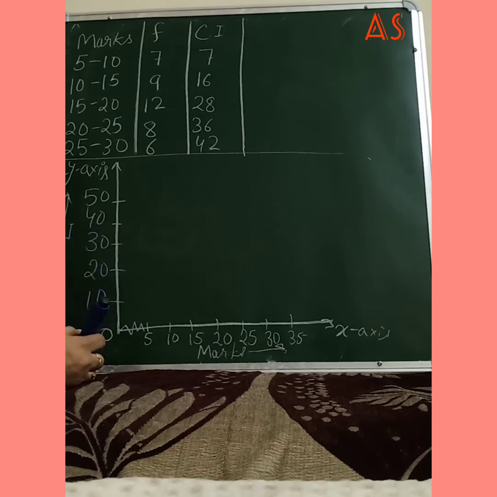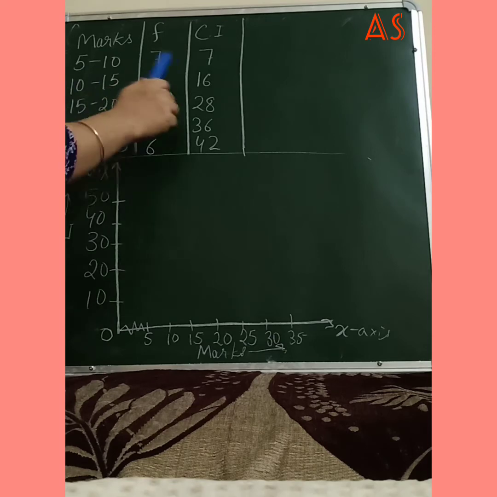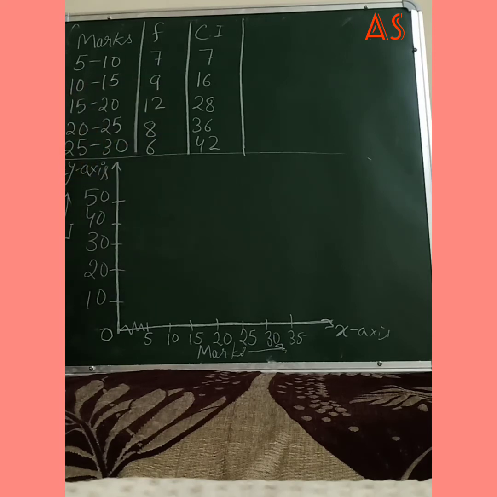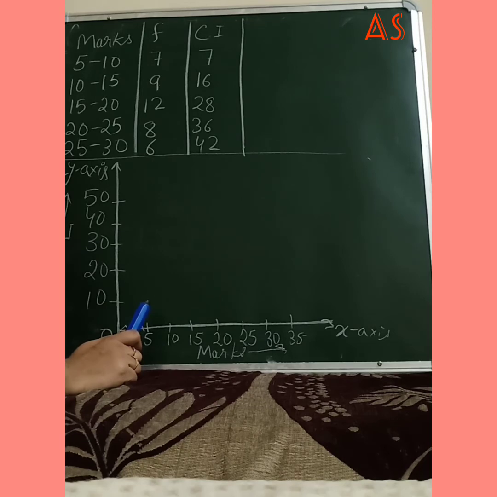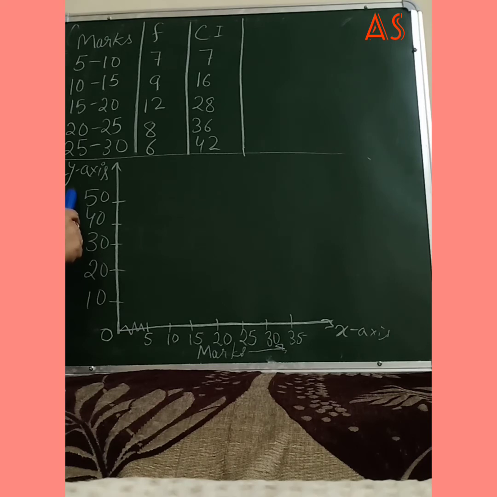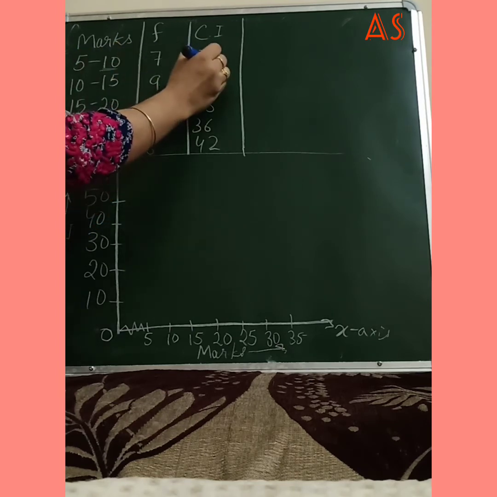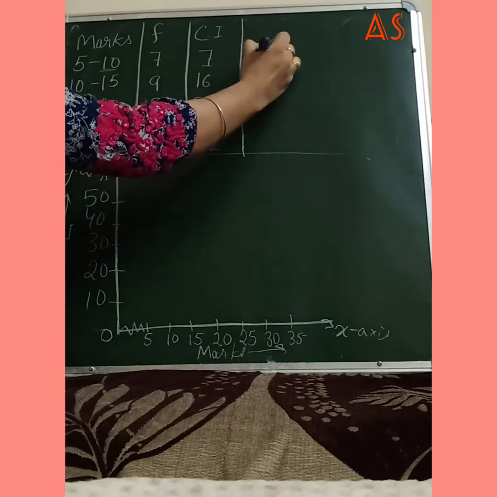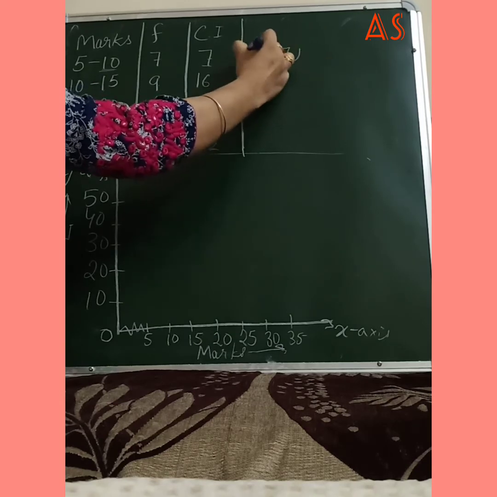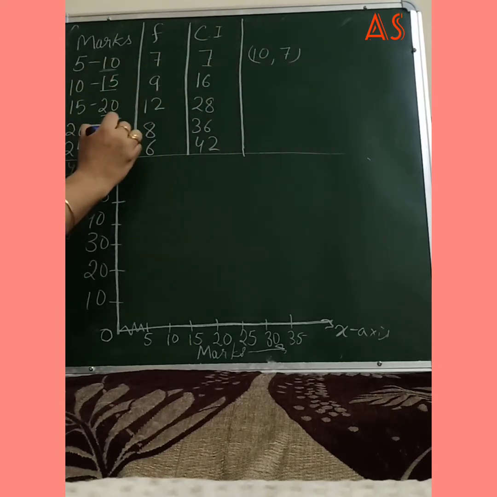Now we have to take our values. We will not take these values directly. Firstly, taking the upper class limit on the x-axis and cumulative frequency on the y-axis, we will mark our points. So how to take our points? We will take the upper class limit with cumulative frequency. Upper class limit is 10 and cumulative frequency 7. So our coordinates are 10 and 7. Only upper limits are taken, not lower limits.